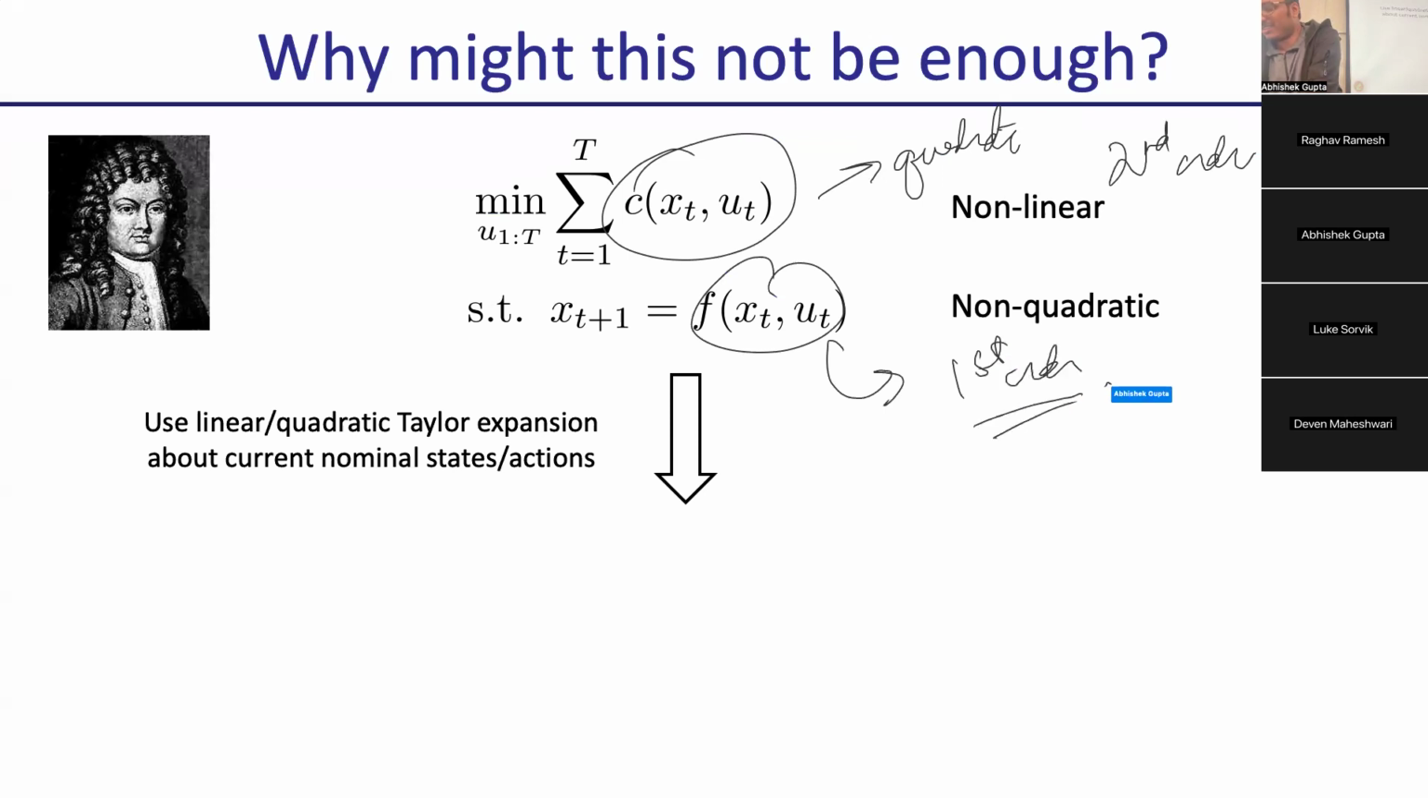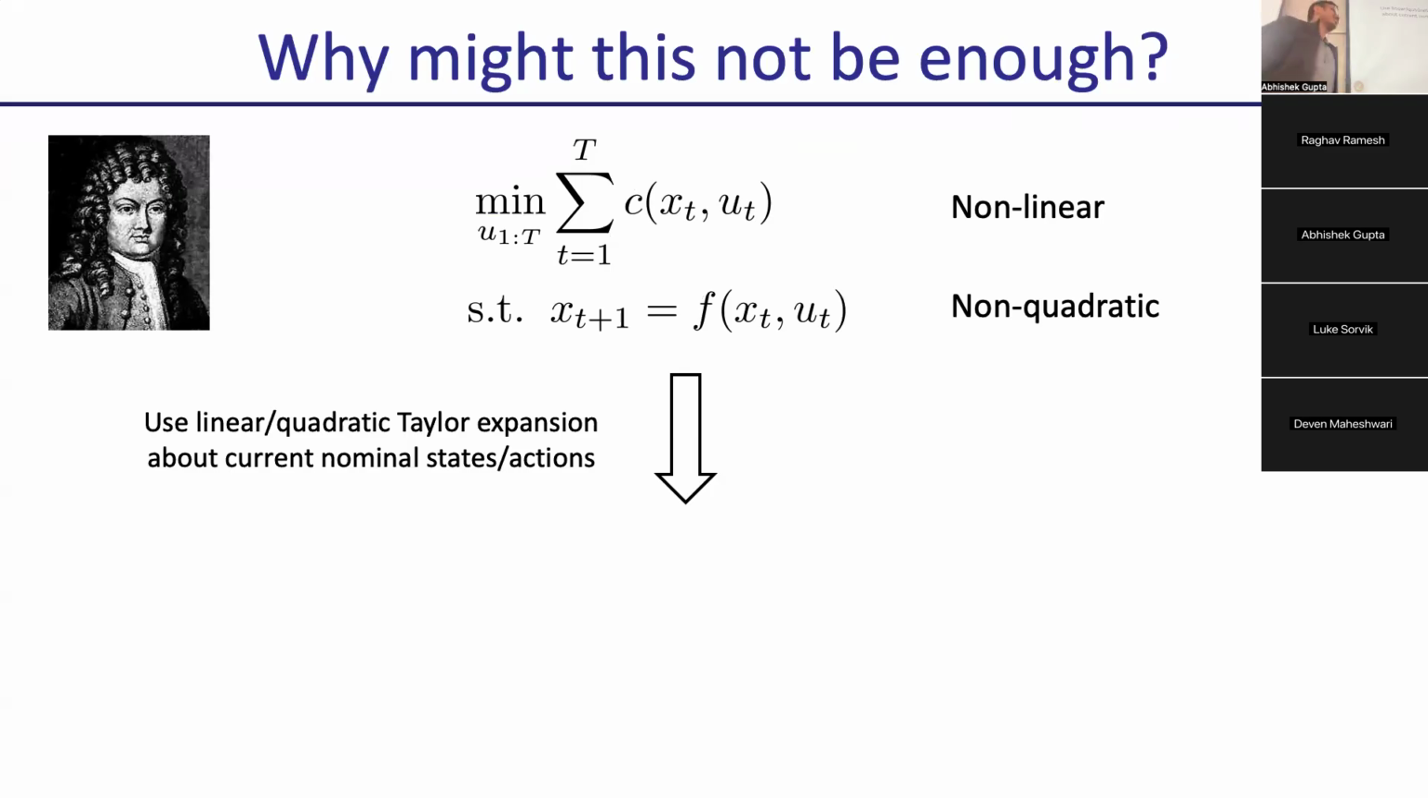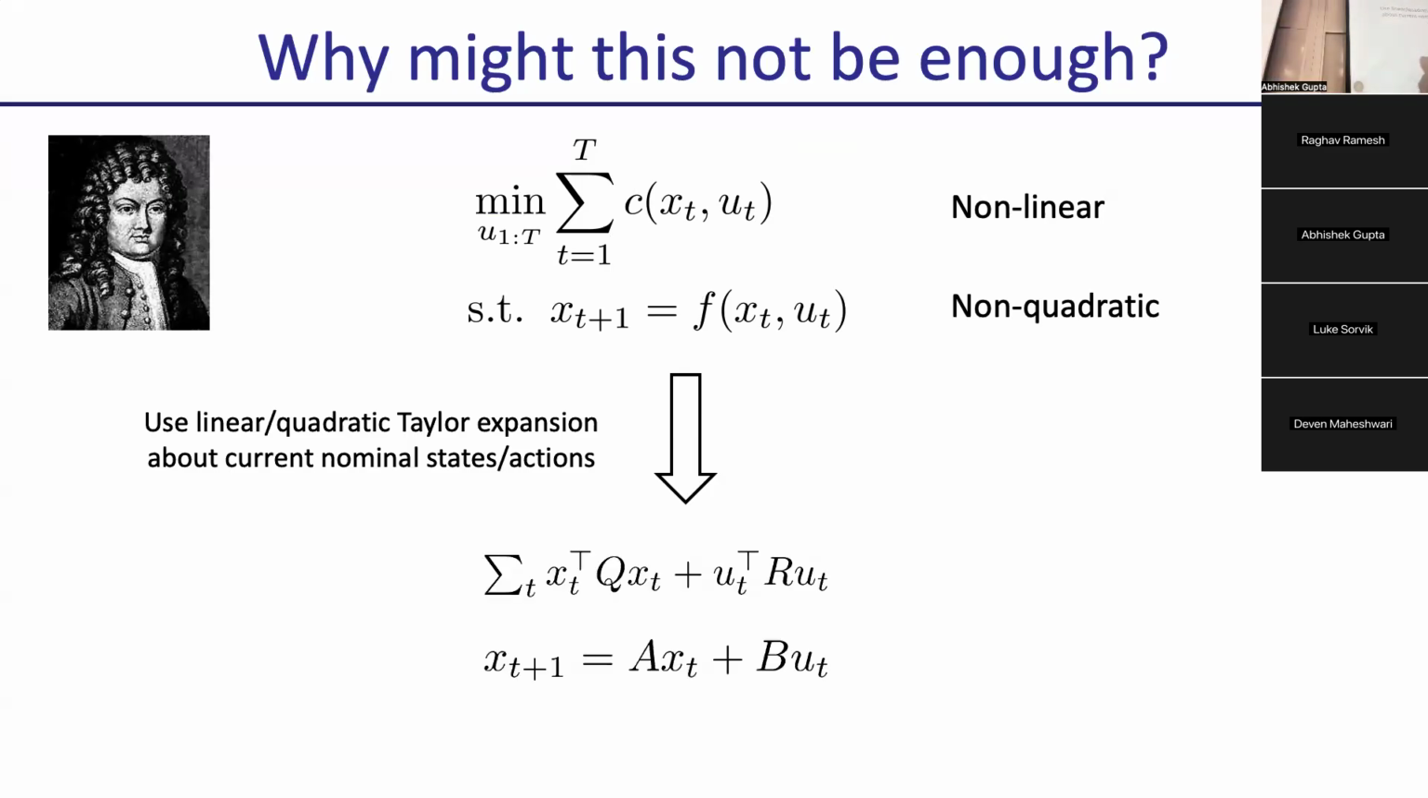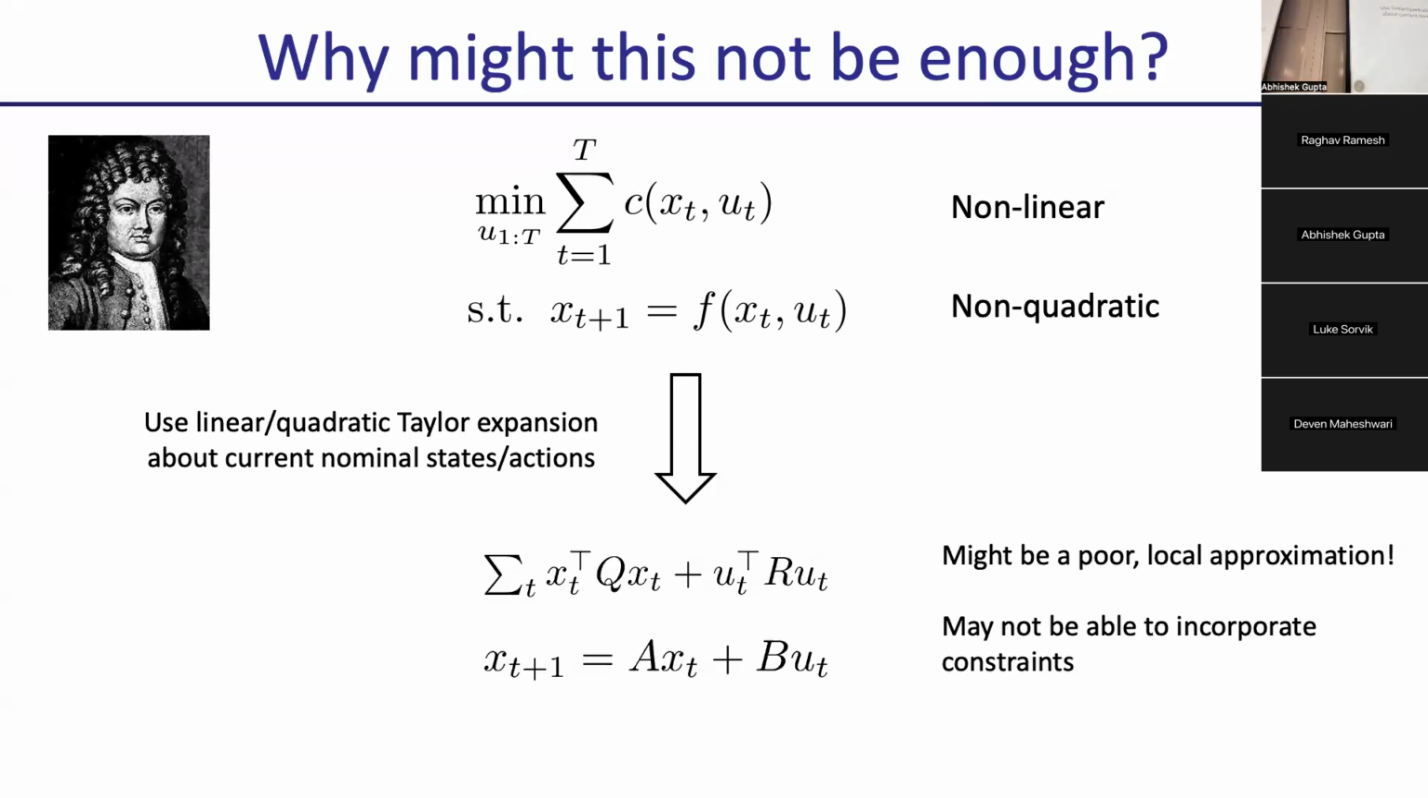And that's reasonable. But the world is not really linear and quadratic, right? And so the problem is that the approximation might be poor. You might not be able to incorporate constraints that are hard to linearize. And so in general, it's not always a winning strategy to convert a nonlinear system into a linear system. So what we're going to try and do in the next few minutes is find a set of techniques that can actually work for a nonlinear system without converting it into LQR.